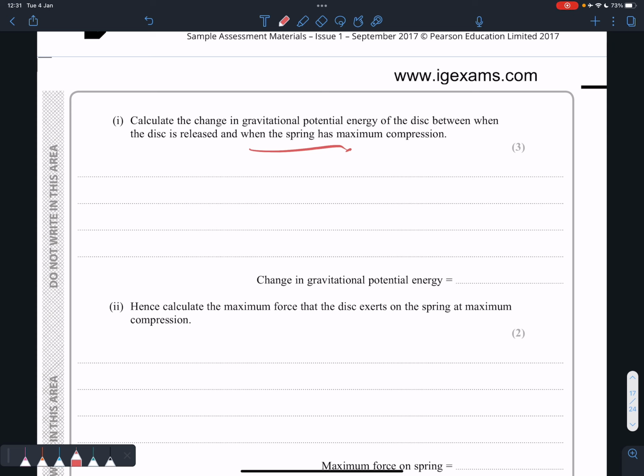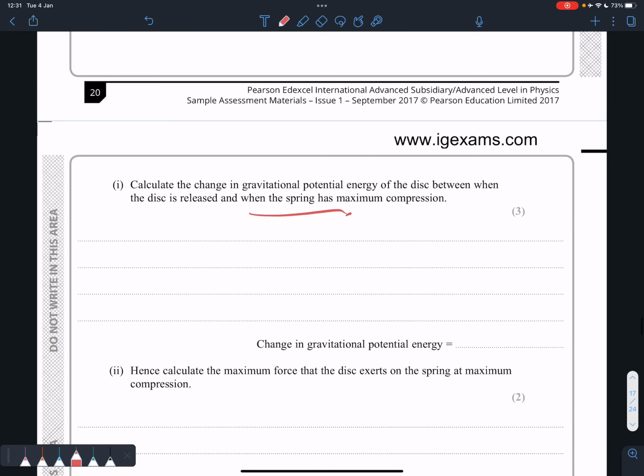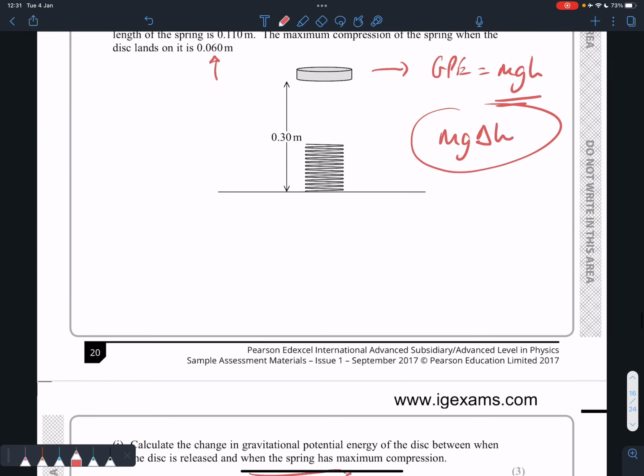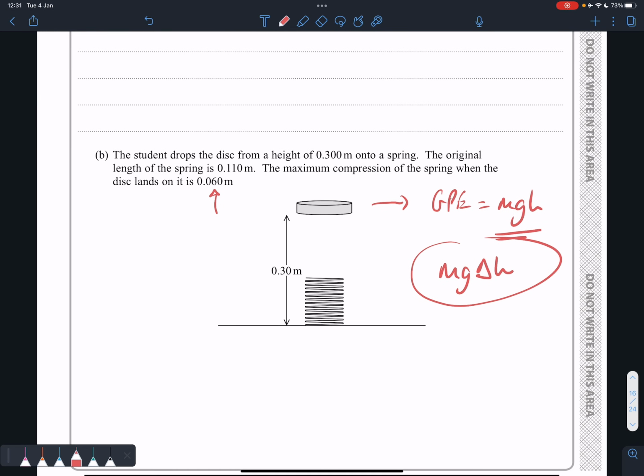Hence calculate the maximum force that the disk exerts on the spring at maximum compression. Okay, so how can you work out the maximum force? Well, use Hooke's law, F equals minus kx. You know that what it's actually doing when it's compressing a spring is using up the gravitational potential energy, which is sort of turned into kinetic energy.